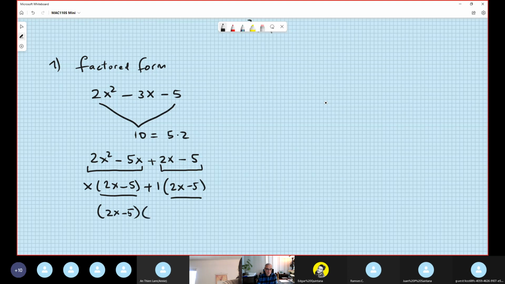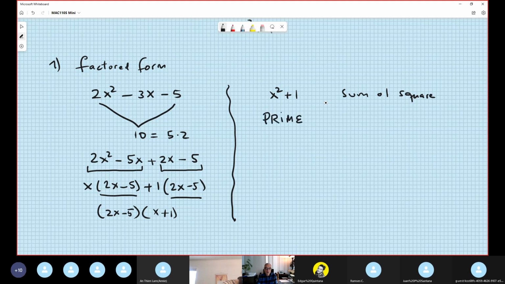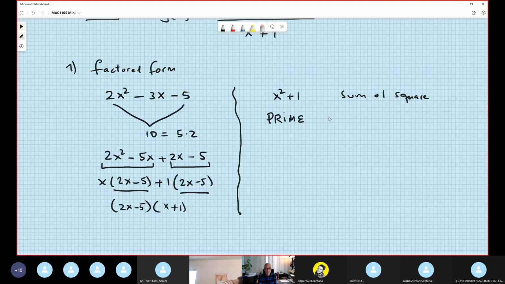And inside the next parenthesis, x plus 1. Okay, so far, this is the factorization of the top part. The bottom part is x squared plus 1. Wow, look at that. This is a sum of squares. I know very well that the sum of squares cannot be factored. It is a prime expression. Therefore, leave it at that.